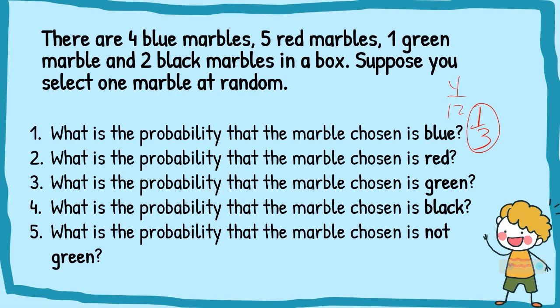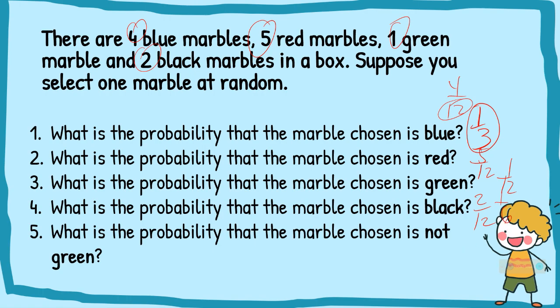Next, what is the probability that the marble chosen is red? We have 5 out of 12. Again, take note that you will just add first all the number of balls. So that's why we have the sample space 12. Next, number 3. What is the probability that the marble chosen is green? Correct. We have 1 over 12. Number 4. How about black? We have 2 over 12 or 1 out of 6.